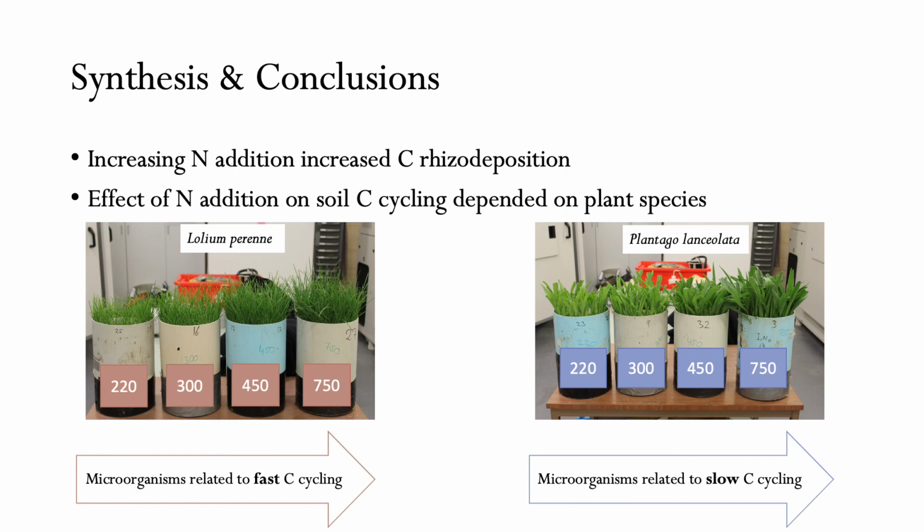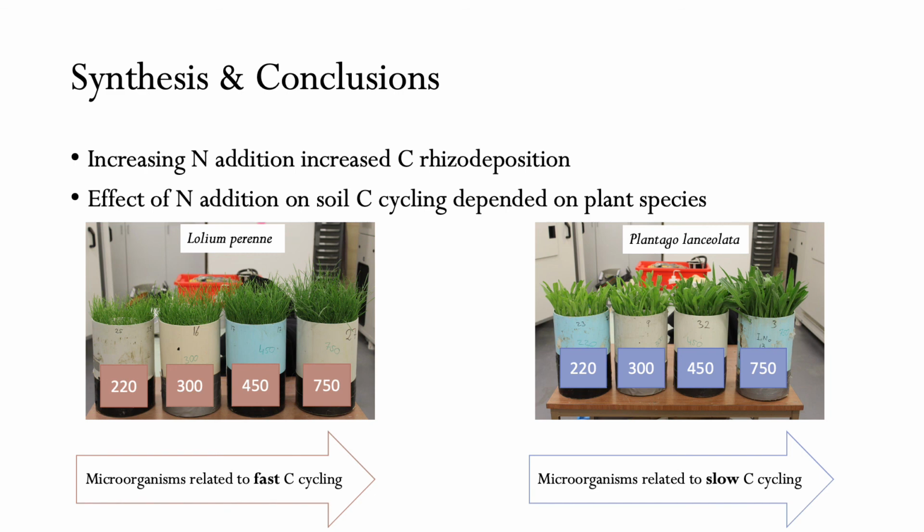For example, in this study, we have seen that rhizodeposited carbon from perennial ryegrass was increasingly allocated to microbial groups that are associated with fast carbon cycling, and this suggests there's a reduced potential for long-term carbon storage. But for the plantain, it was the opposite. Rhizodeposited carbon was preferentially allocated to microbial groups that are usually associated with slow carbon cycling, which may suggest a higher potential for long-term carbon storage.